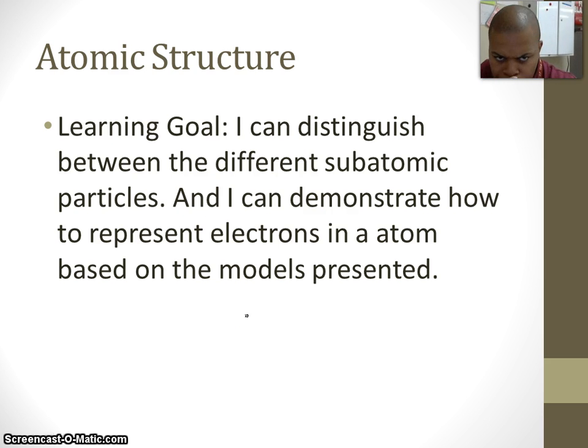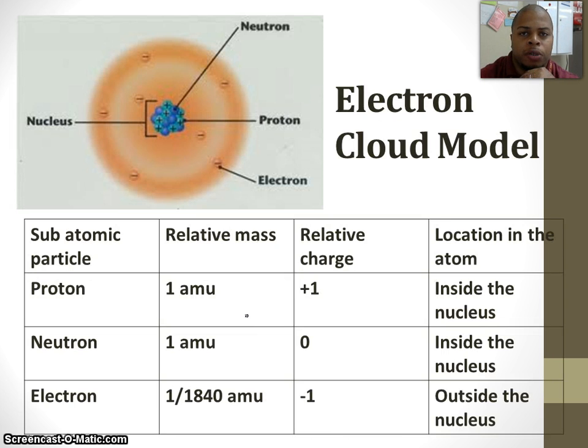Now, let's get started. Our learning goal for this part of this video is that you'll be able to distinguish between the different subatomic particles and be able to demonstrate and represent electrons according to the models that we're going to use, which are going to be the Lewis structure or Lewis dot structure and the Bohr model. Let's get started with our subatomic particles.